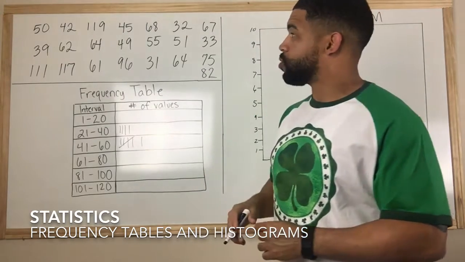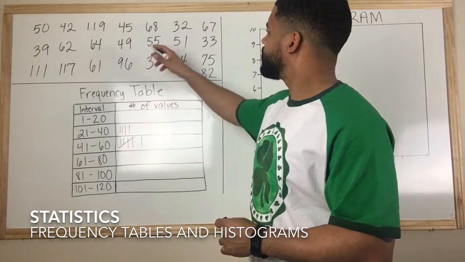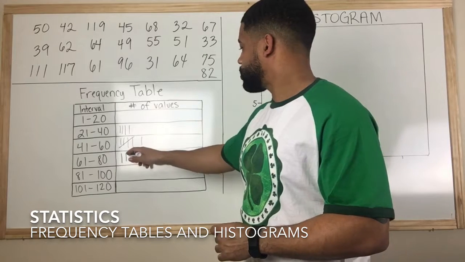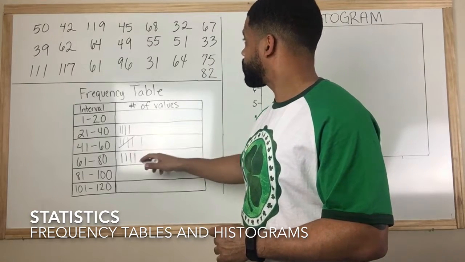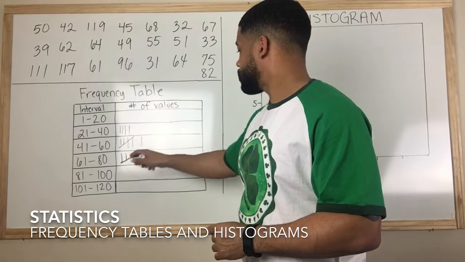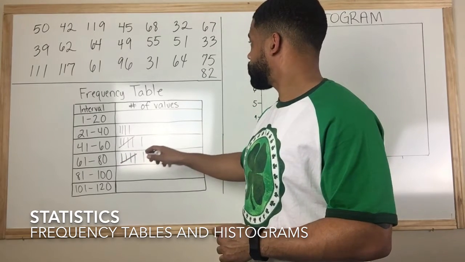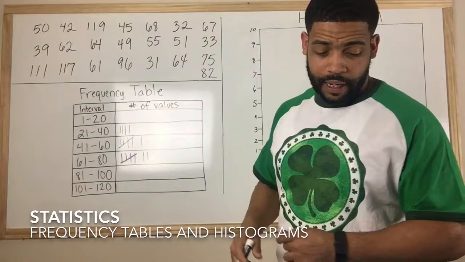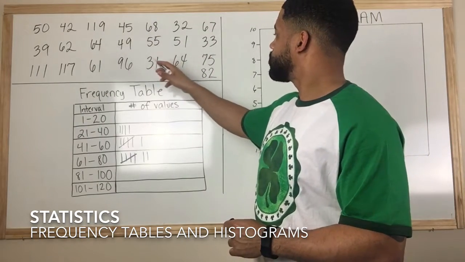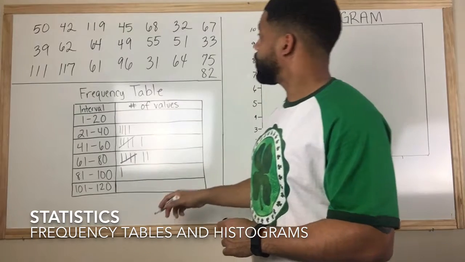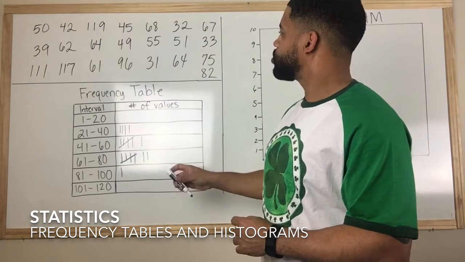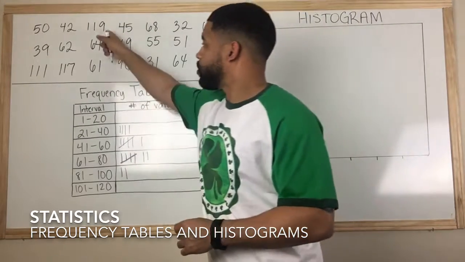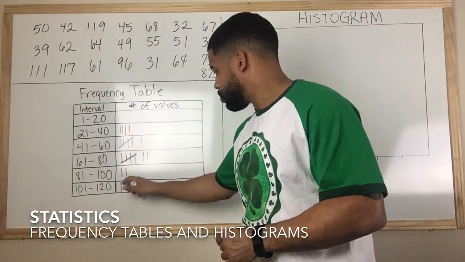Then the next interval, 61 through 80, I have 68, 67, 62, 64, 61, 64, and 75. 7 numbers in that interval. 81 through 100, I have 82, and there should be one more, 96. All right, and then the last interval, I have 119, 111, and 117. So I have 3 numbers in that interval.